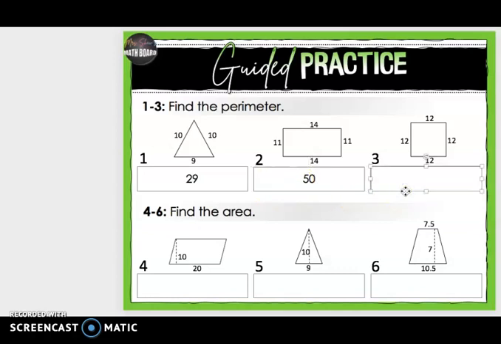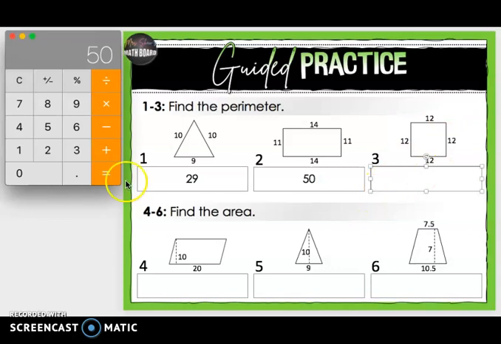On number 3, what we're going to do, we have a square, so we just take one of the lengths because with a square, they're all going to be the same, and then we multiply it by 4. So you say 12 times 4 equals 48.